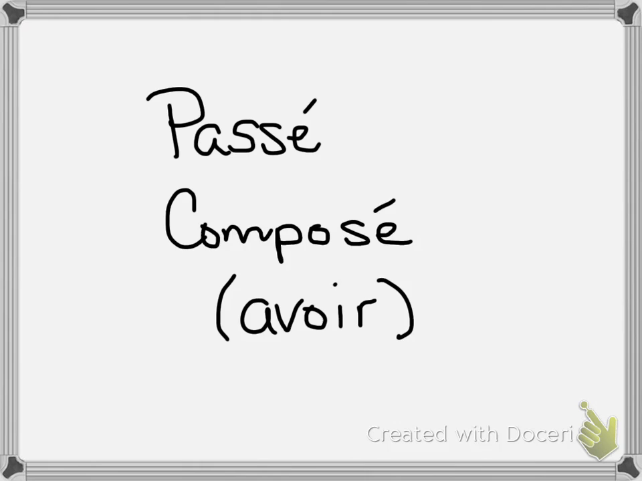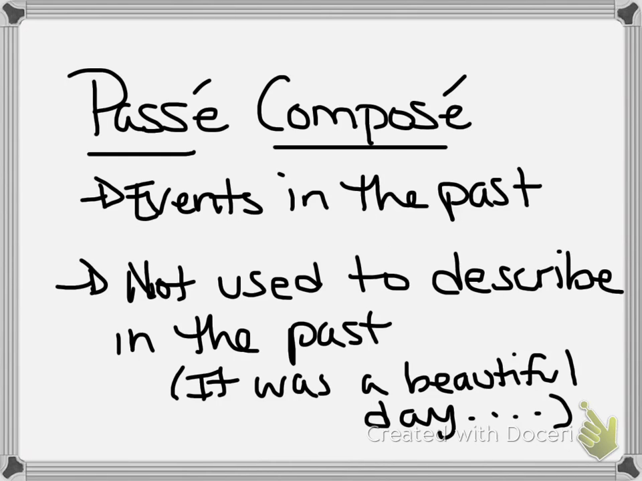Bon, commençons. So the passé composé in French is used to describe events that have taken place in the past, such as I ate, I cooked, I played, I swam, I watched, all events that took place in the past. It is not used, however, to describe in the past.